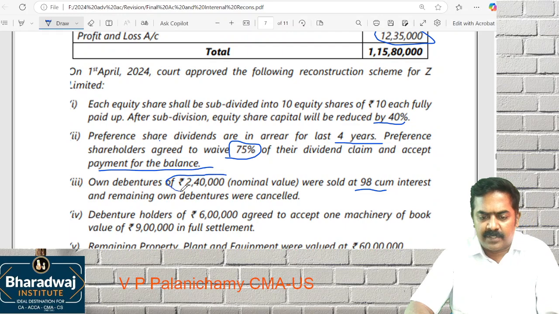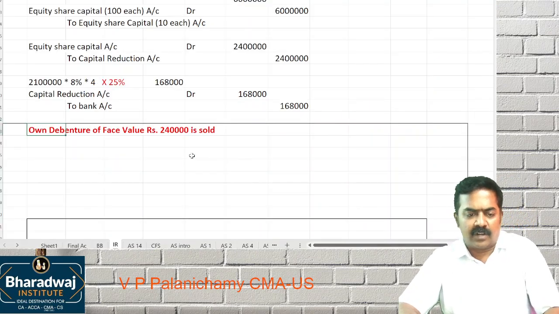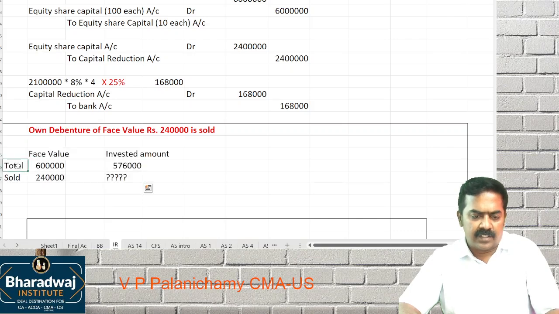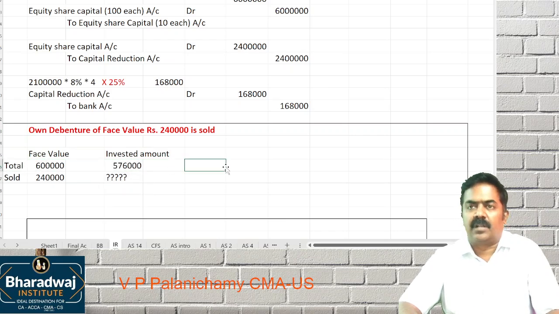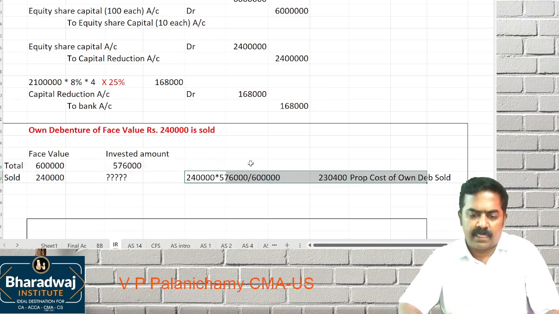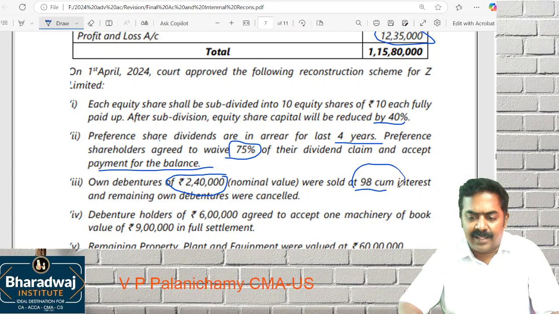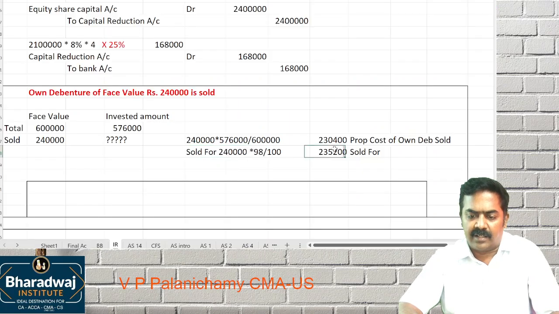How much of the own debentures are sold? 2,40,000 own debentures are sold. Now, proportionately, what will be the cost? For 6 lakhs, the invested amount is 5 lakhs 76,000, so for 2 lakh 40,000, how much would have been invested? Proportionately, 2 lakh 30,400. That is the proportionate cost of debentures sold. But what is the sale value given? It is sold at 98 cum interest, 98 by 100, so 2 lakh 35,200. This is the price at which we sold.